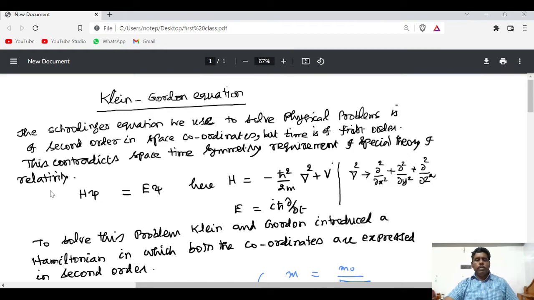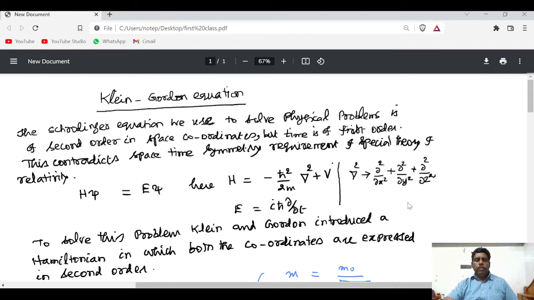If you see the Schrodinger time-dependent wave equation, H psi equal to E psi, H, the Hamiltonian operator, is expressed in terms of the Laplacian operator del square. The value of del square is dou square by dou x square plus dou square by dou y square plus dou square by dou z square, which is in second order. Whereas the energy operator, which is equal to i h cross dou by dou t, here the time is expressed in first order. So this Hamiltonian is called the non-relativistic one.